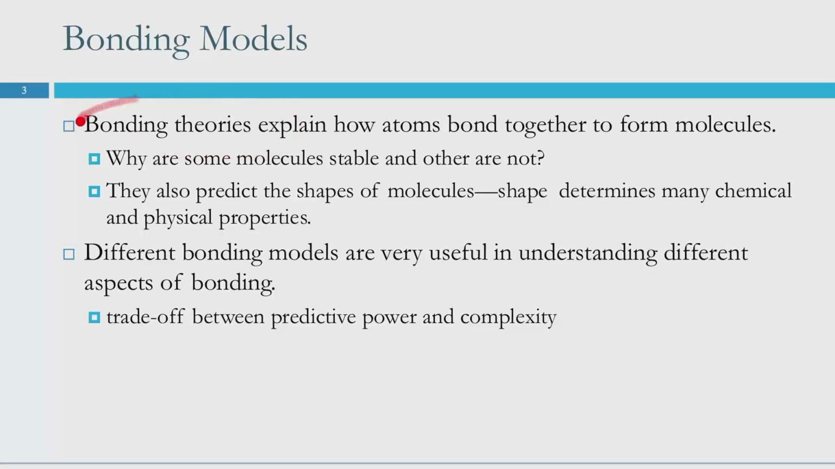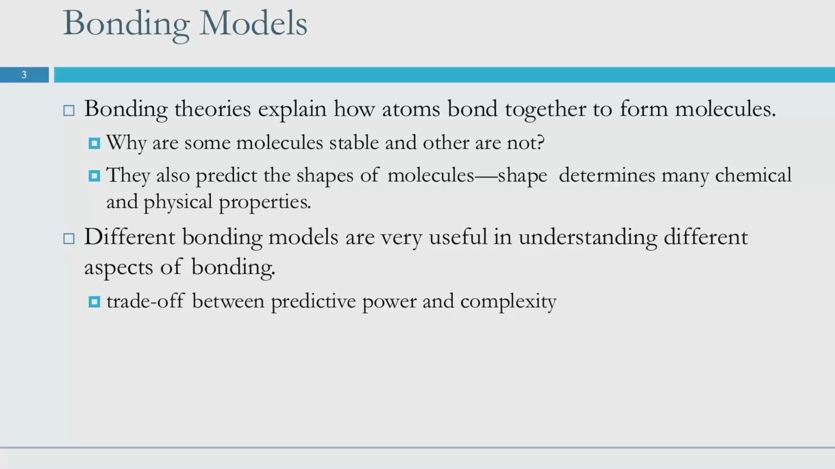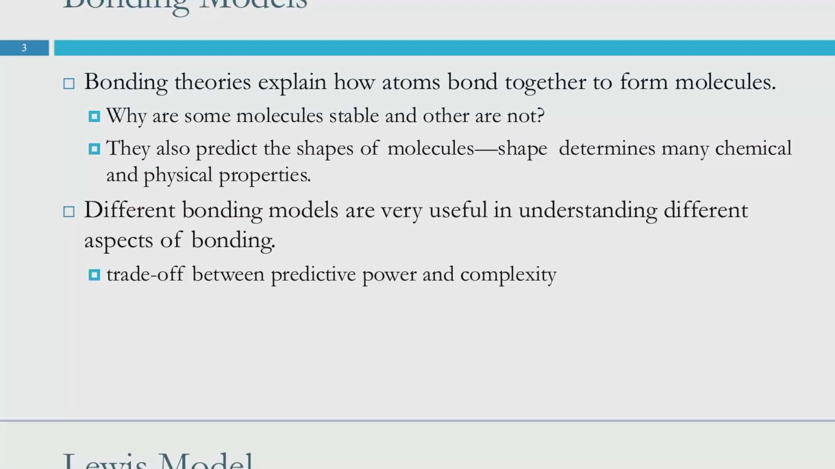So bonding theories can do some cool things for us. They can explain how atoms bond together, so how many single bonds, double bonds, triple bonds there are when they form molecules, and the arrangement of the atoms in those molecules. They can explain why some molecules and some forms are stable and others are not. We can also use them to predict the shape of molecules, and the shape is important because it determines some of our chemical and physical properties.